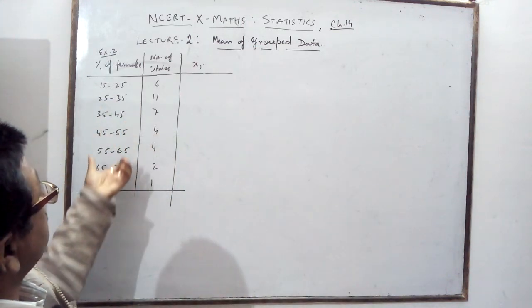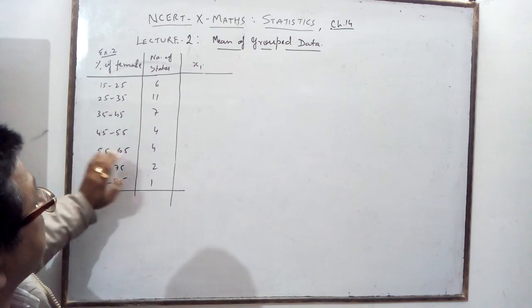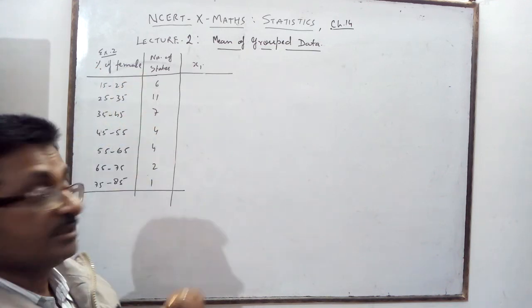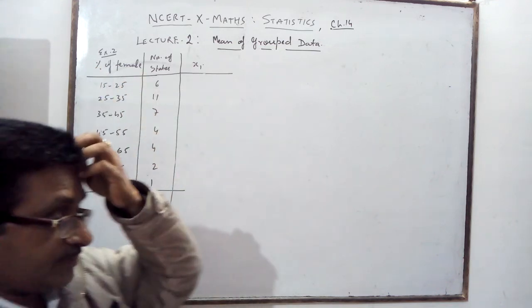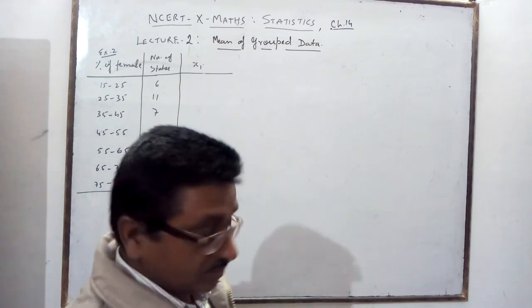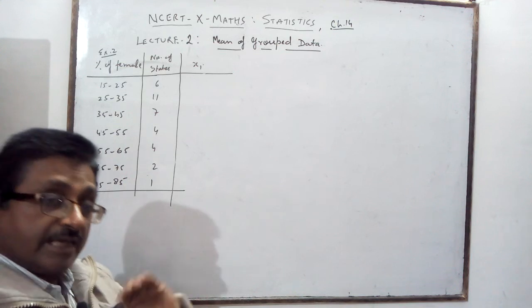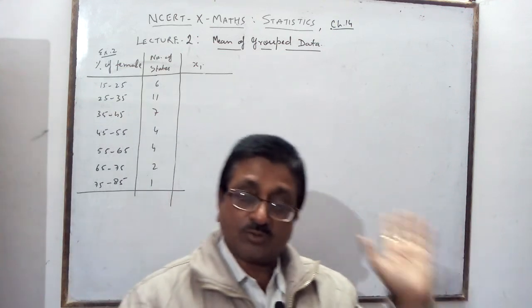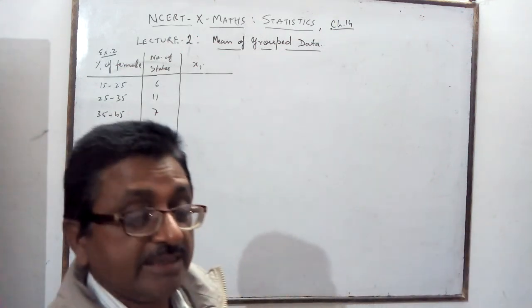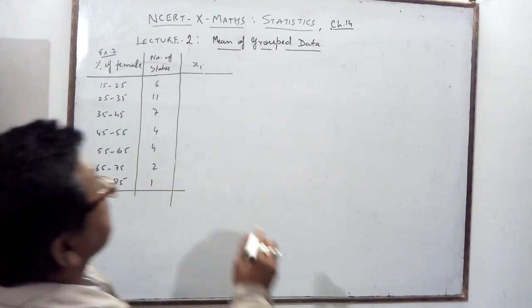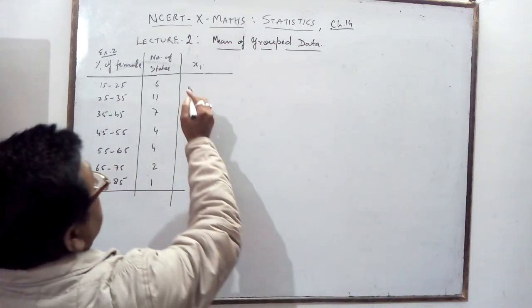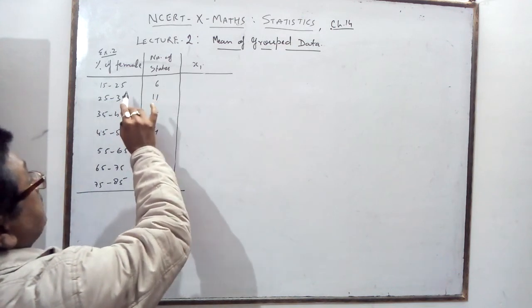Here the values are given for the female teachers in different states. You want to find the mean number of teachers per state. So for this we will solve example number 2 of your NCERT. Example number 1 I have already done in the previous lecture by all the methods. Here you will see, first the class 15 to 25.